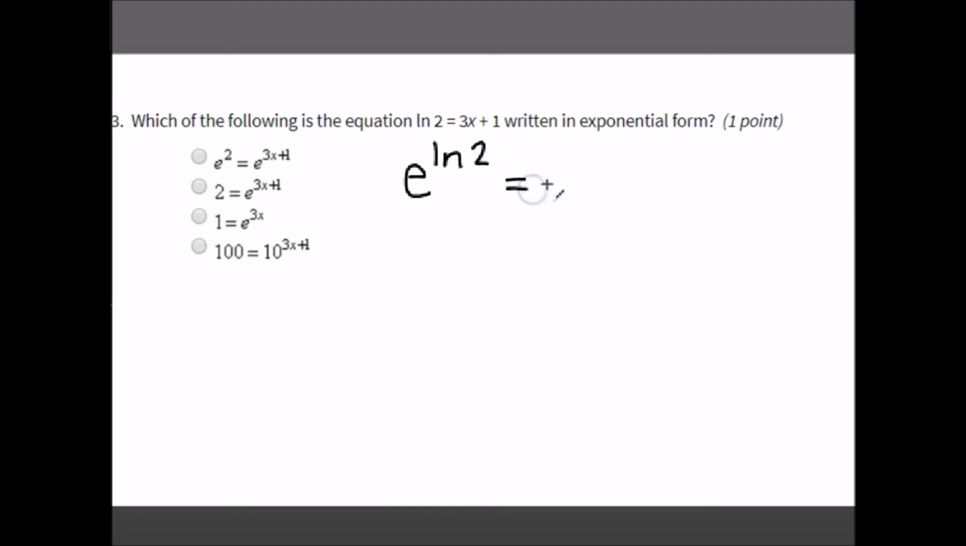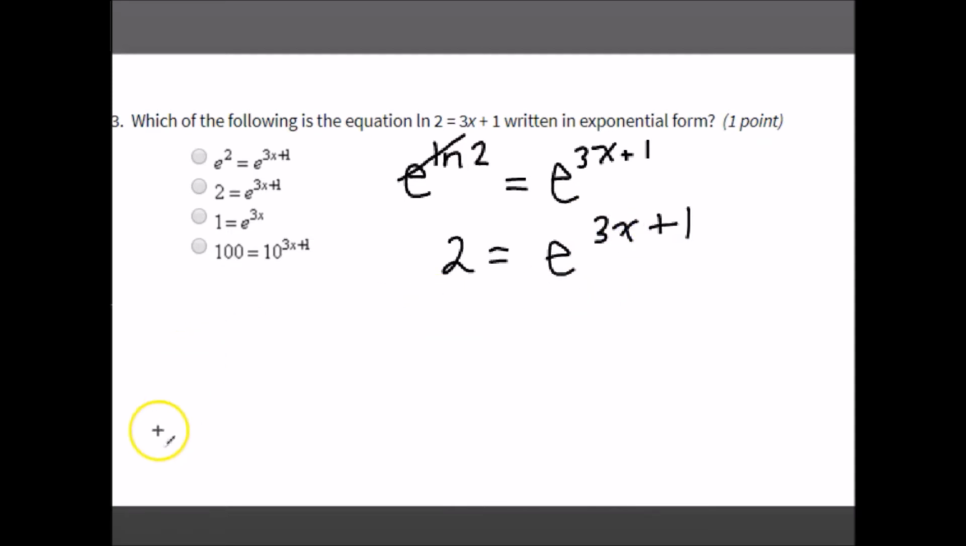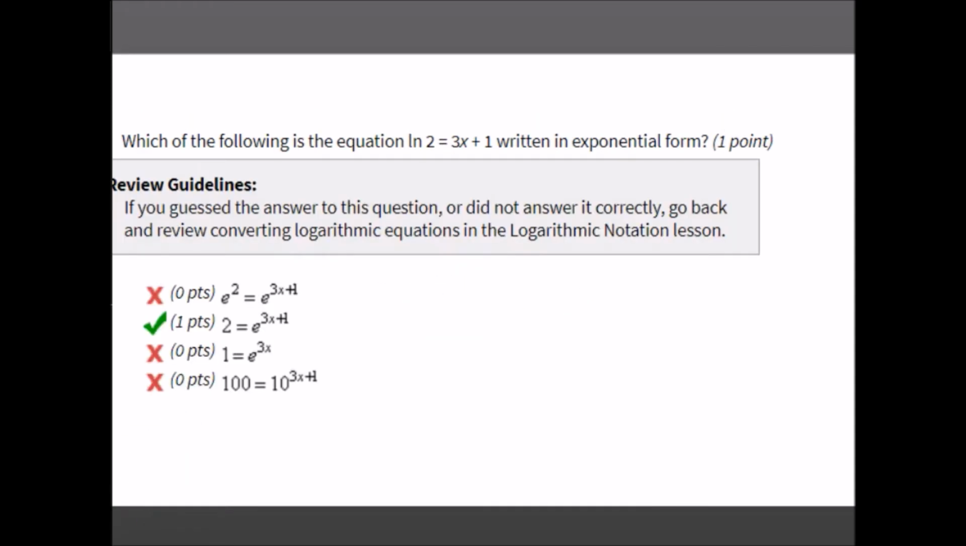constant. So I'm going to exponentiate, that's what that's called, both sides of this equation, saying e to the natural log of 2 and e to the 3x plus 1. Now, what you should know is that the e and the natural log are inverse operations of one another, leaving me with just 2 is equal to e to the 3x plus 1. And so I would say answer choice B there.